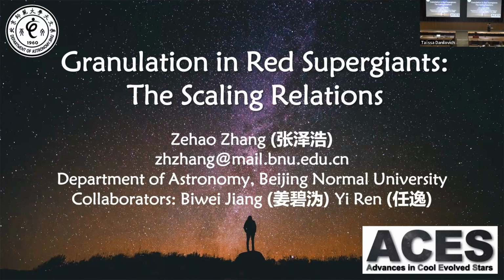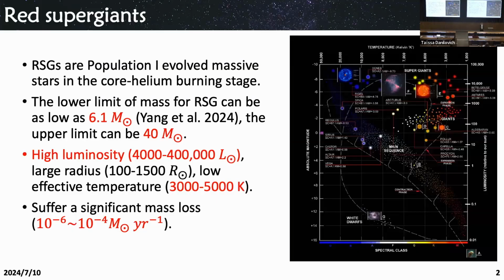Hello, everyone. My name is Zhang, a first-year master's student at Beijing Normal University in China. Firstly, I'd like to thank the organizing committee for giving me this opportunity to talk. My talk is about the granulation of red supergiant stars, and my collaborators, who are also my supervisors, are Professor Biwei Jiang and Dr. Yi Ren. We have learned a lot about red supergiant stars through this morning.